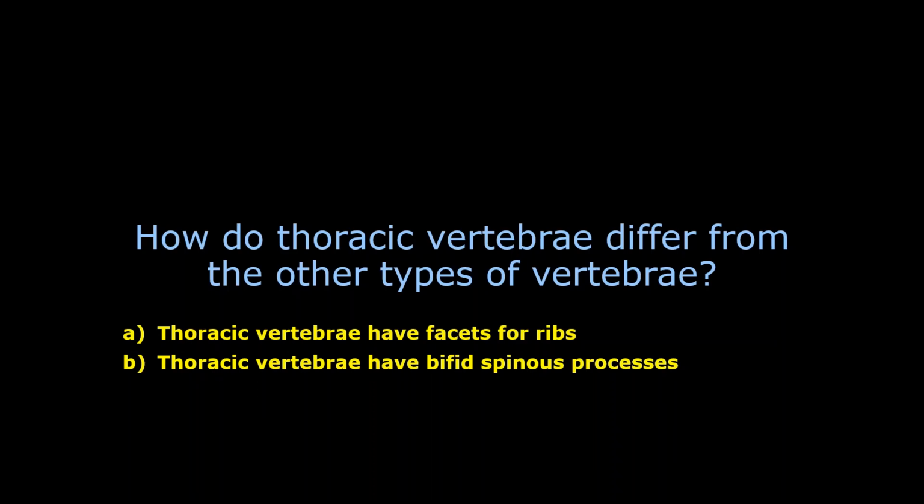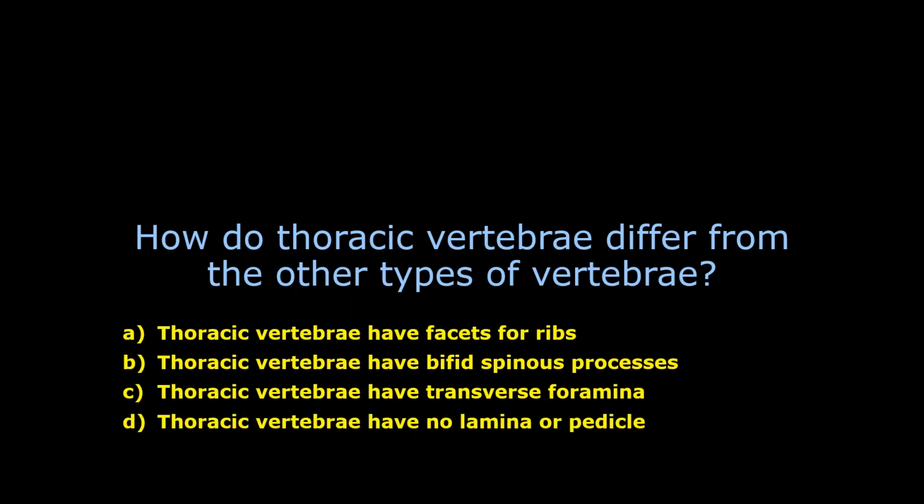Thoracic vertebrae have bifid spinous processes. No, you only find those in the cervical vertebrae, and it's only some of them. Thoracic vertebrae have transverse foramina. No, again, that's only found in cervical vertebrae. And thoracic vertebrae have no lamina or pedicle. They have both a lamina and a pedicle, a very easily spottable lamina and pedicle. So A is our answer.